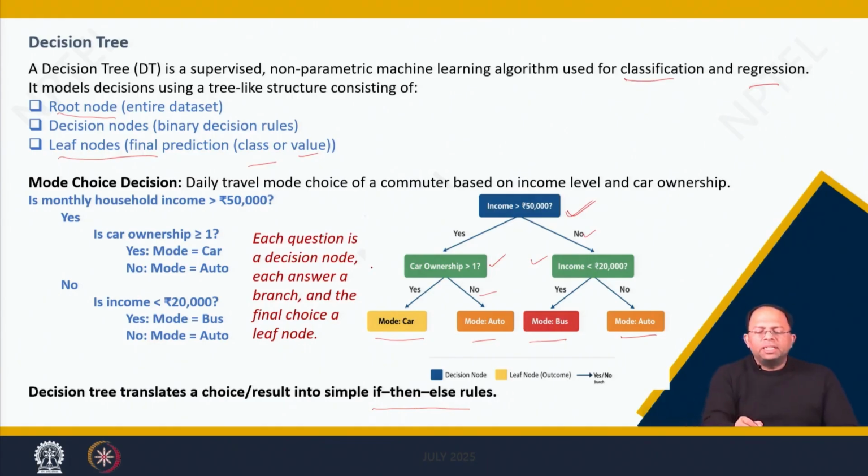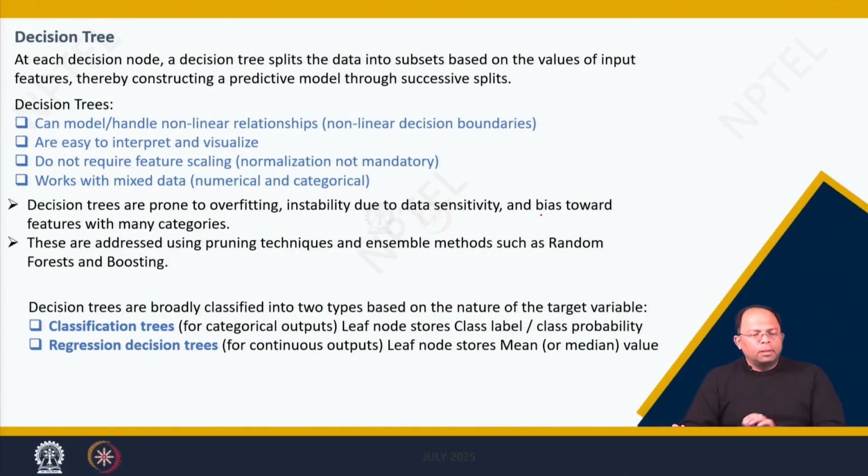So each question is a decision node, each answer a branch, and the final choice is a leaf node. Obviously, the first question that I ask is also known as the root node. At each decision node, a decision tree splits the data into subsets based on the value of input features, thereby constructing a predictive model through successive splits.